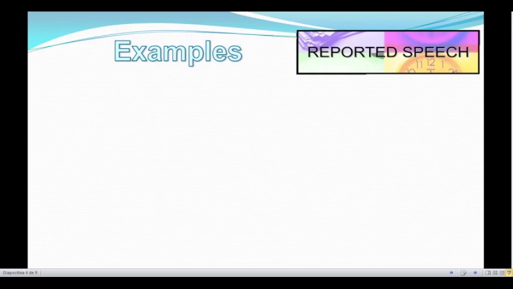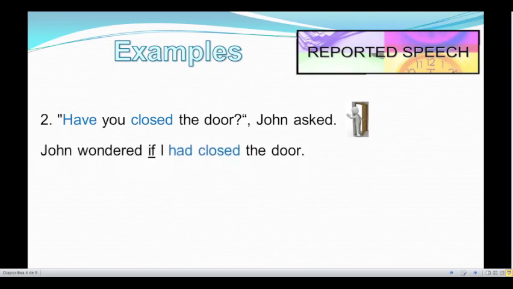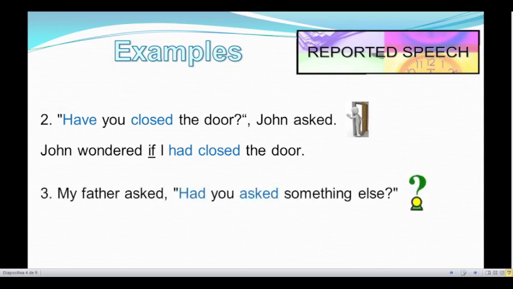with more examples. Have you closed the door? John asked. Okay, this question is in present perfect, so we have to change it to past perfect. John wondered if I had closed the door. Remember that wondered is an introductory verb. Very good. Let's continue with another example.